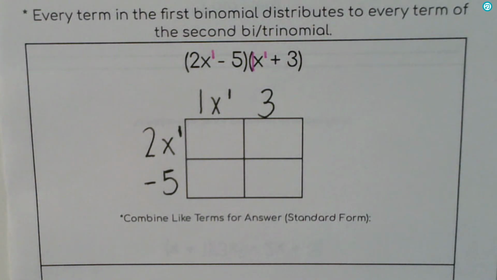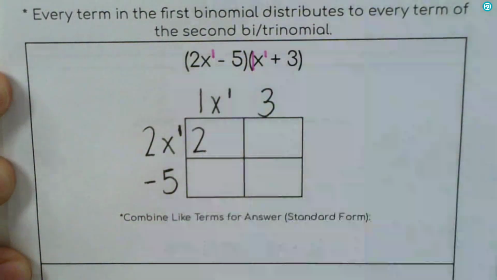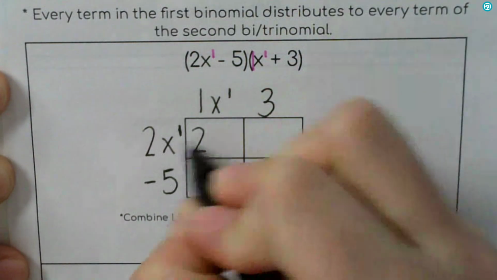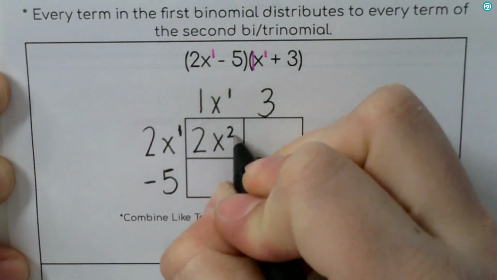Okay, so then to fill out our boxes, it's the exact same thing we did Friday. So we'll do 2 times 1, which is 2. We will add our exponents. 1 plus 1 is 2. So I've got 2x squared.